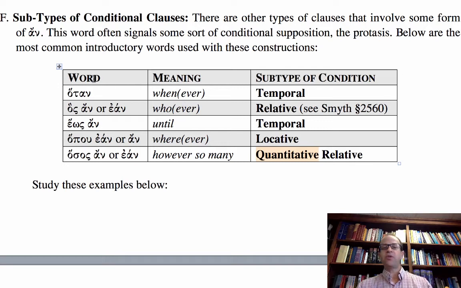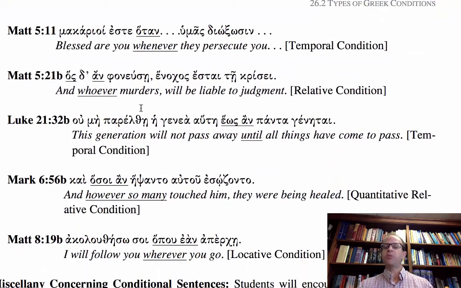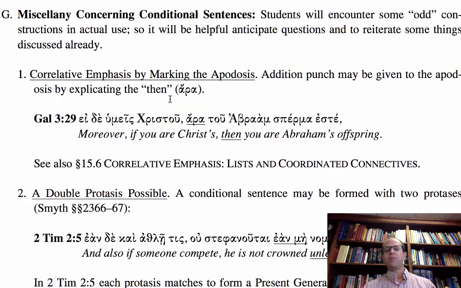And so these different words will add different semantic contributions to the type of condition. And you can study these examples below and pay attention to what the different semantics are. Now here's some miscellaneous things about conditional sentences.